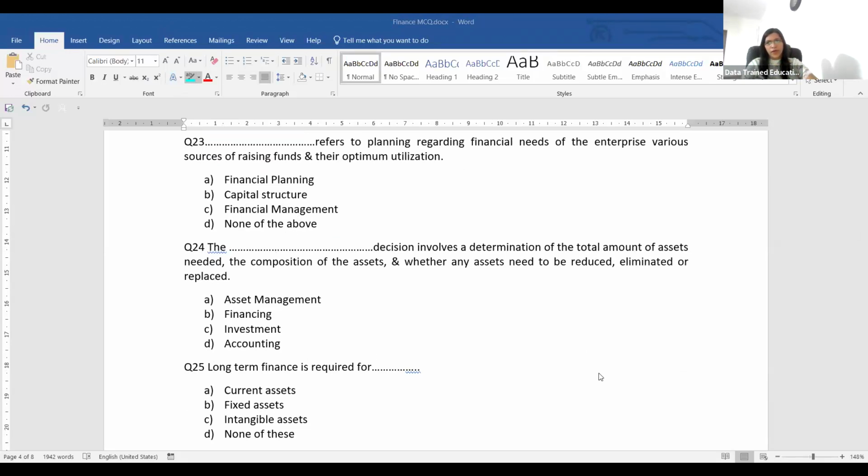Yes, I'm just reading the answers. So, why have you all written B? Question 23: Financial planning, yes, A. Some of you are confused and wrote financial management. See, we are talking about the planning. It won't be management, it will be planning regarding financial needs.